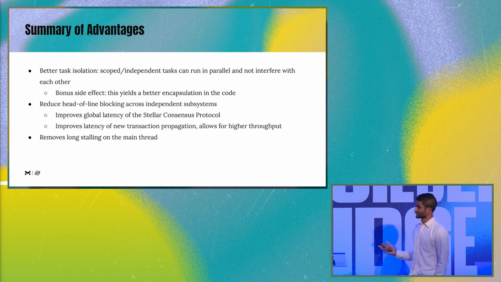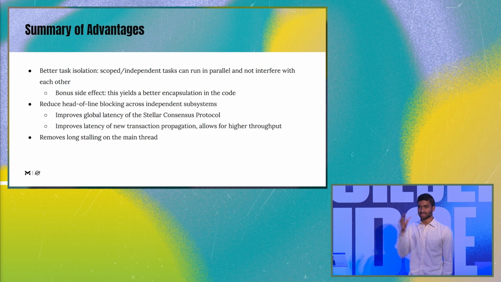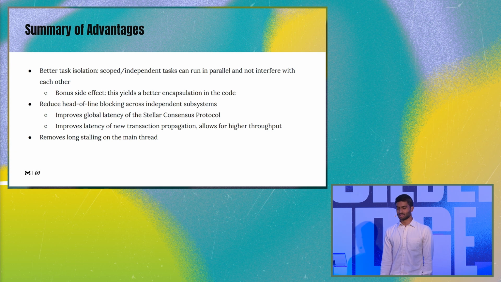So what are the advantages here? The first is better task isolation. Scoped independent tasks can run in parallel and not interfere with each other. A bonus side effect here is that to prevent data races, we refactored the code to better isolate various subsystems. This yields a better encapsulation of the code and leads to better interfaces.